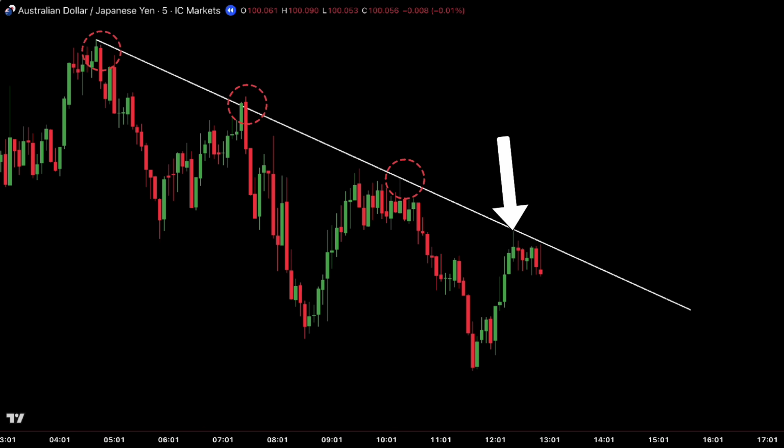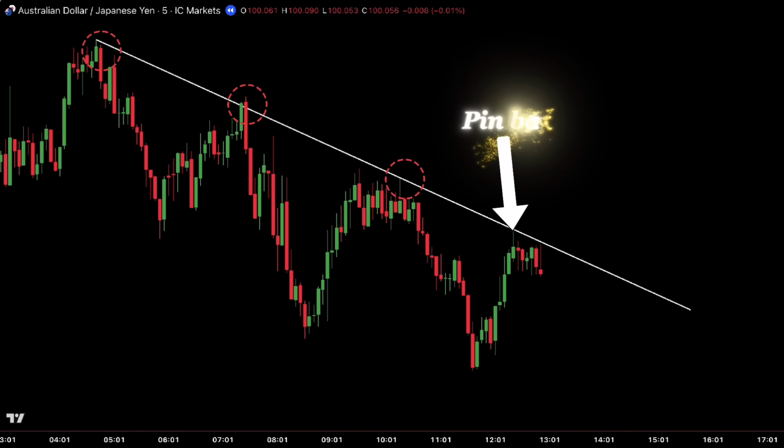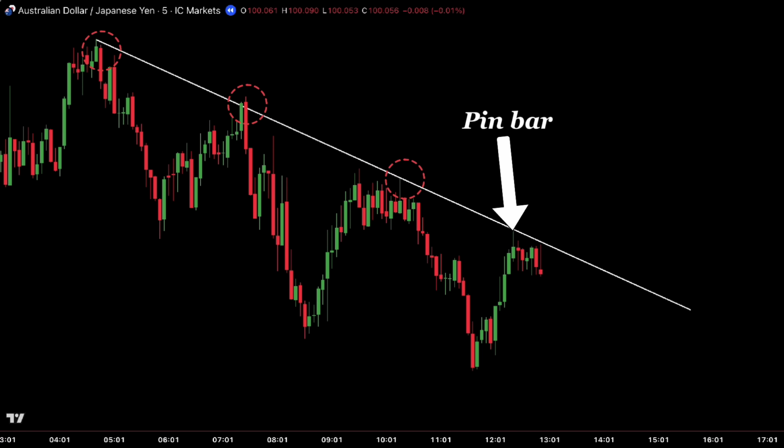When price returns to the trend line, it forms a clear pin bar rejection. Shortly after, a second pin bar appears in the same area. So even if you missed the first signal, the second one offers another confirmation that sellers may still be in control. Now let's check the higher time frame.